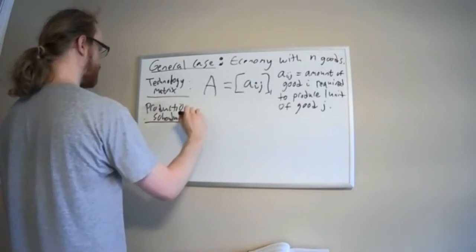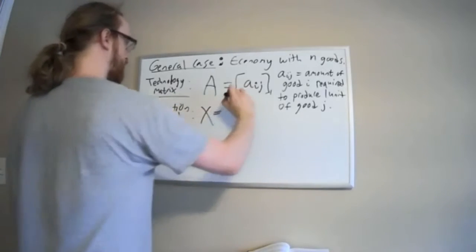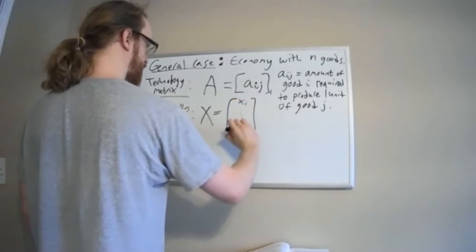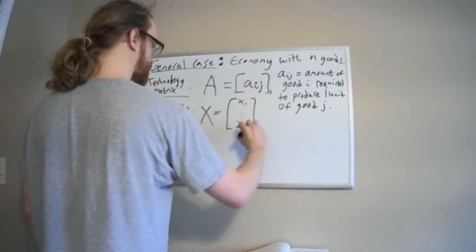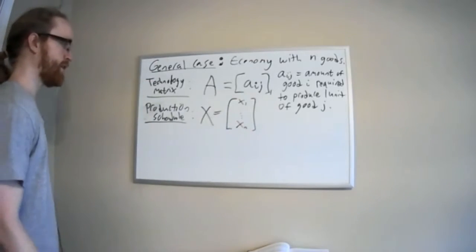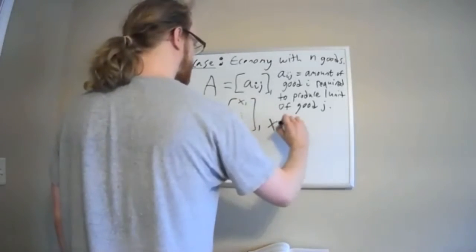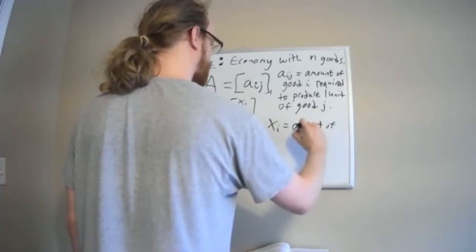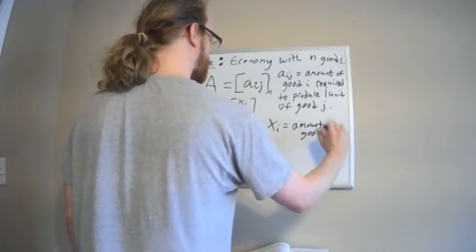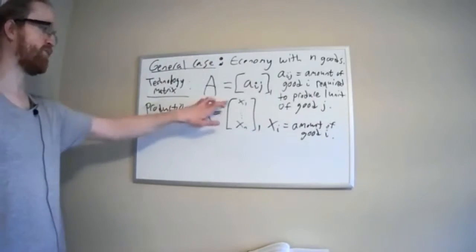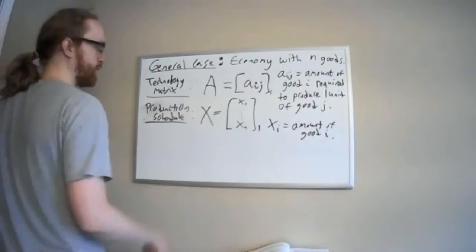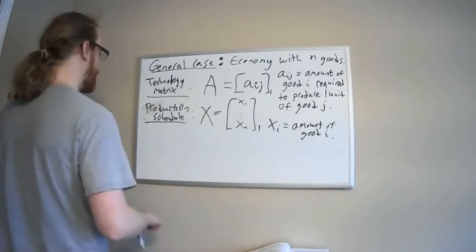We have the production schedule, which we call X. This is a column vector whose entries are variables, perhaps x1 through xn, where xi is just the amount of good i. So each variable represents one of our goods in the economy, and we're asking how much of that good we need to produce to meet some demand.